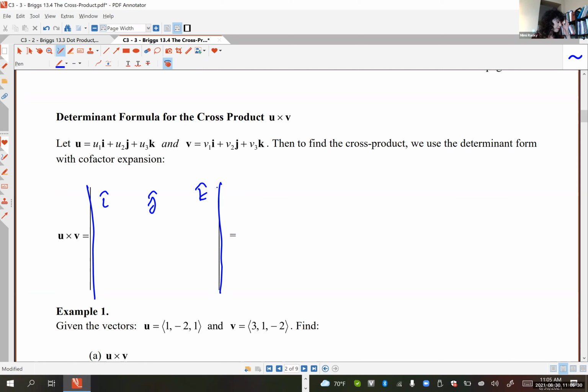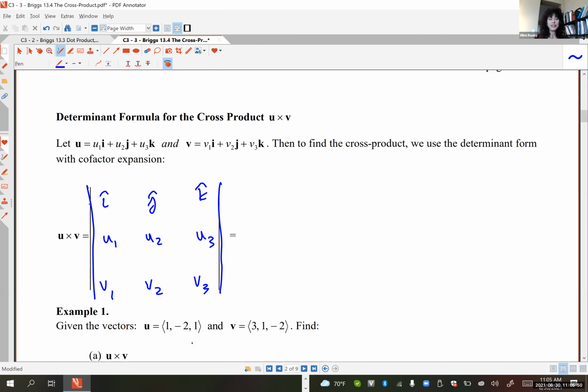Please write it in there. The second row of this matrix we're taking the determinant of, you put the components of the first vector. In the last row, you put the components of the other vector. Okay, that's how you start every time.